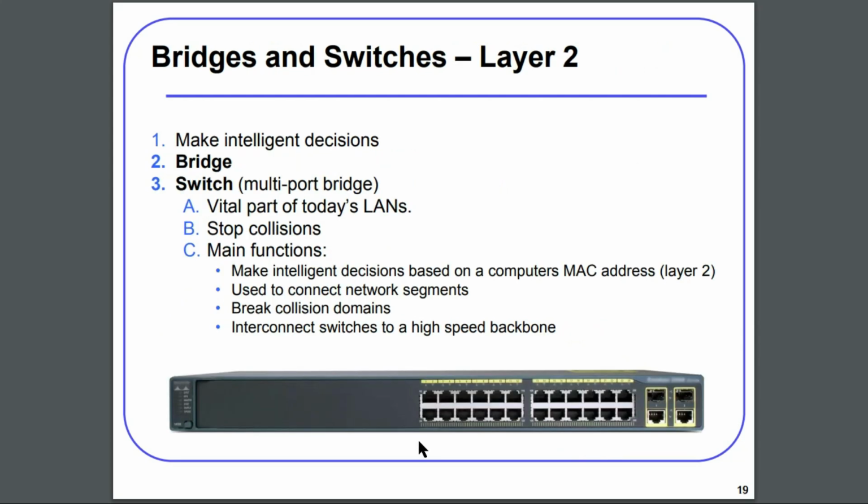In the next slide you can see that bridges and switches belong to layer 2. They make intelligent decisions. A bridge or switch is a multiple port bridge, a vital part of today's LANs, and stops collisions. The main functions of bridges and switches are to make intelligent decisions based on a computer's MAC address. Layer 2 is used to connect network segments, break collision domains, and interconnect switches to a high speed backbone. So let's move to the next slide.